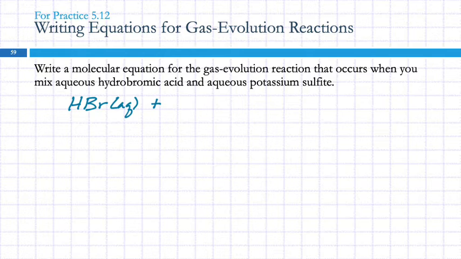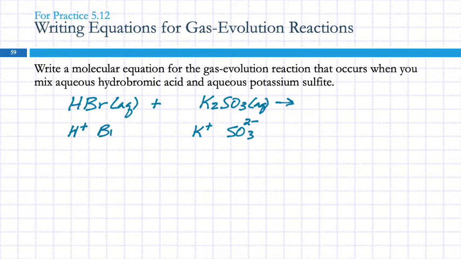and aqueous potassium sulfite. Well, potassium sulfite is K+. Sulfite is one less oxygen than sulfate. Right? Sulfate was SO4, 2-. This is the light version, it's SO3, 2-. So to put those together, I get K2SO3. The acid makes H+ and Br-.